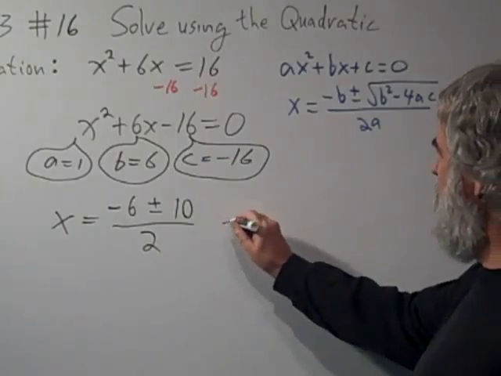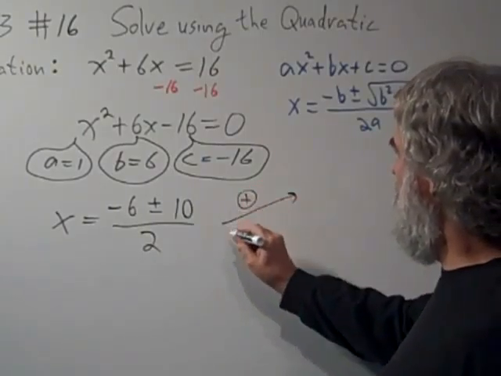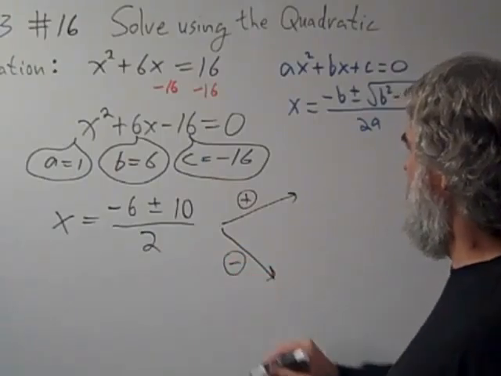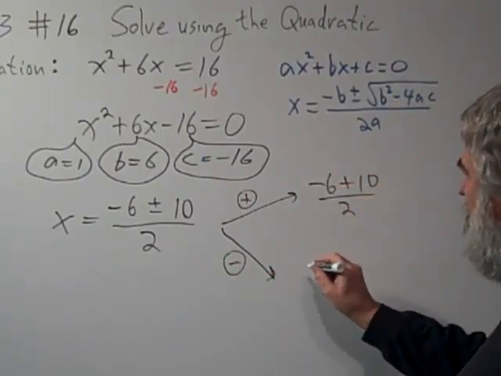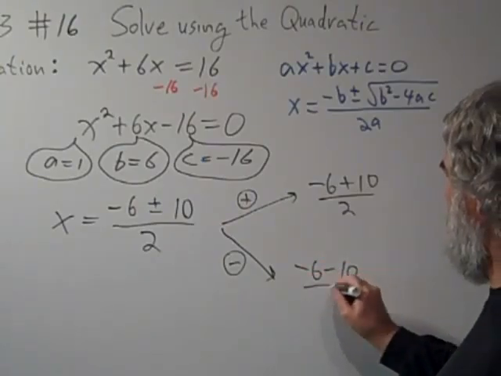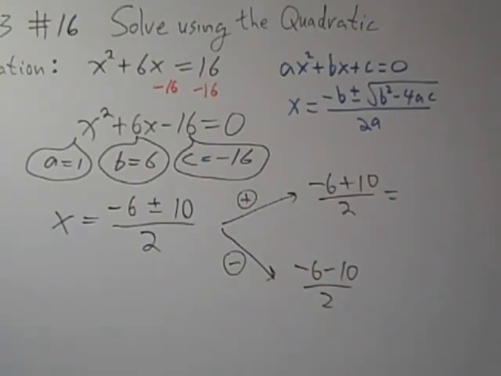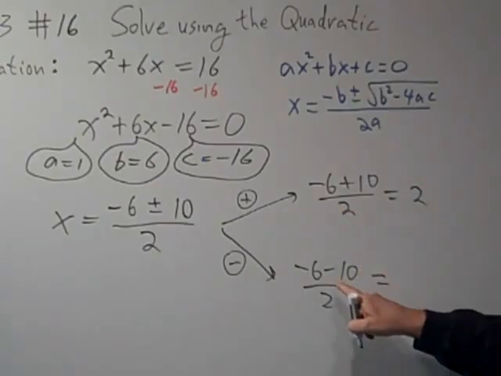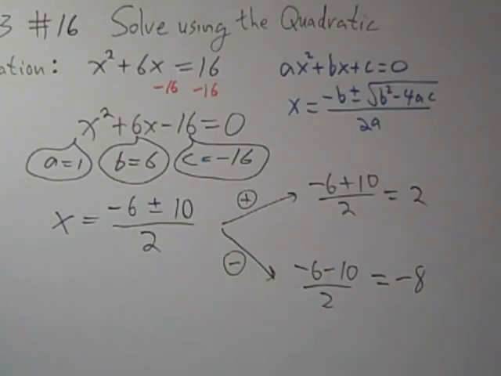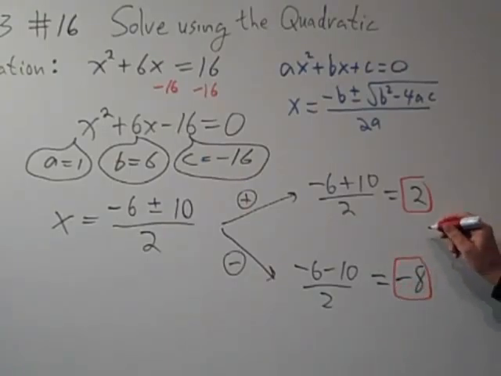So we have two possible answers. If we choose the positive, we get one answer, and if we choose the negative, we get the other answer. So we have negative 6 plus 10 divided by 2, or negative 6 minus 10 divided by 2. The first of these is 10 minus 6, which is 4, divided by 2 is 2, and that's negative 16 divided by 2 is negative 8. So we get these two solutions to our quadratic equation here using the quadratic formula.